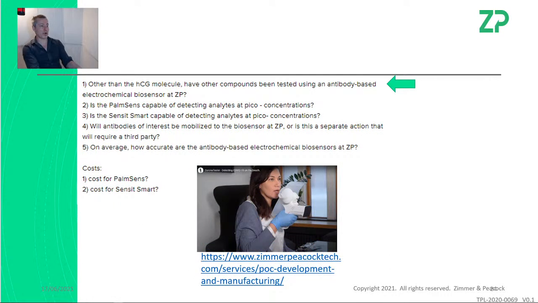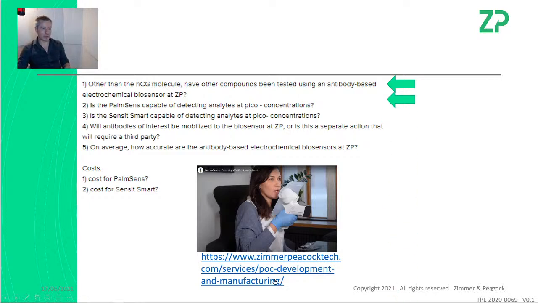This is a different inquirer. The inquirer here asked, apart from HCG, do we have any other immunosensor type experience? We have a lot of immunosensor type experience. At this moment alone, we've got at least 3 immunosensor programs going through the business, and a classic one would be this COVID-19 sensor for detecting COVID-19 on the breath.